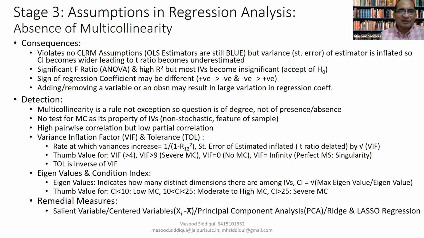Now the next assumption is related to multicollinearity. Multicollinearity means the actual assumption is there should not be correlation between independent variables. But if there is significant correlation, meaning there is high correlation among predictors, among independent variables, then we have a problem of multicollinearity. Let us discuss this problem.